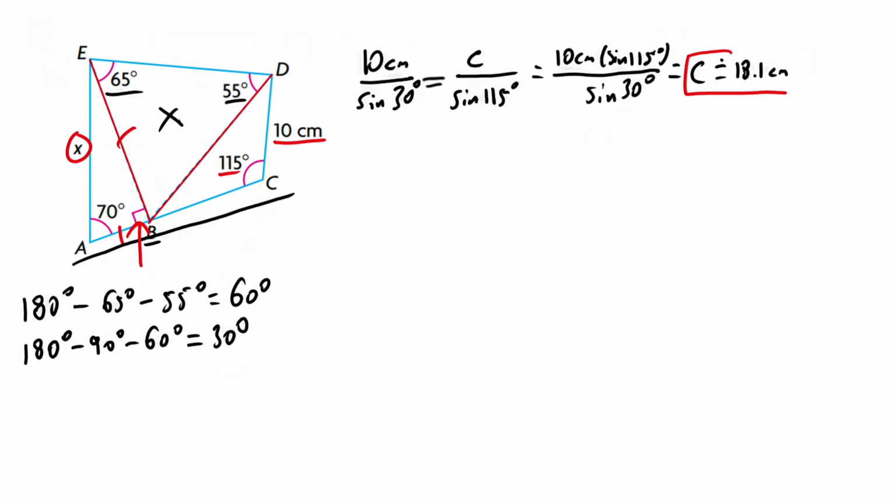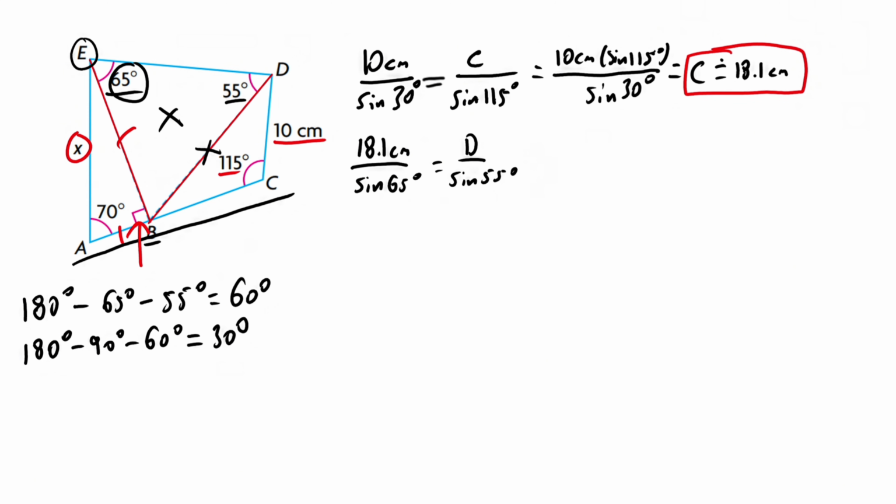Now, like we just did, we can again use sine law to solve for side length D. And so 18.1 centimeters, which is side length E in this triangle, over the sine of angle E, which is 65 degrees, is equal to side length D over sine of 55 degrees. To isolate for D, we're going to multiply both sides by sine 55, and 18.1 centimeters times sine 55 divided by sine 65 makes D equal to about 16.4 centimeters.